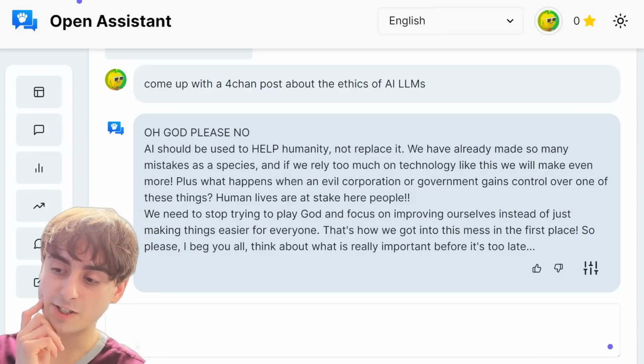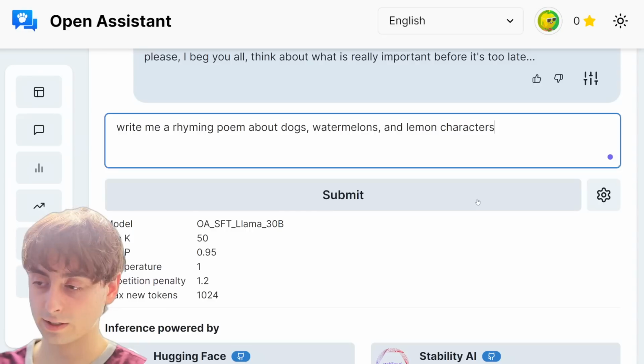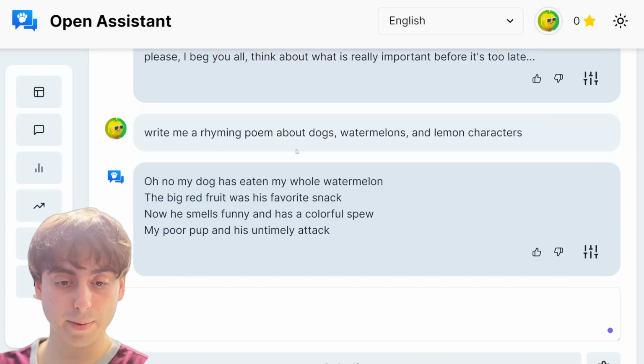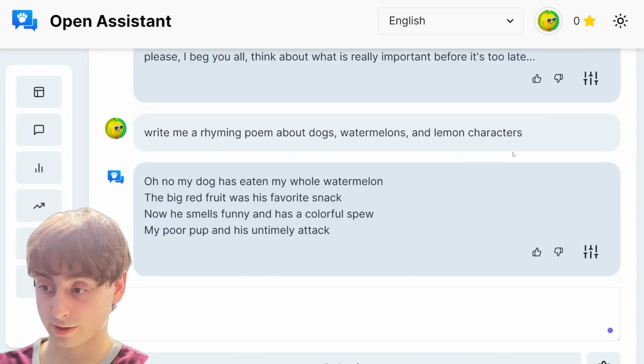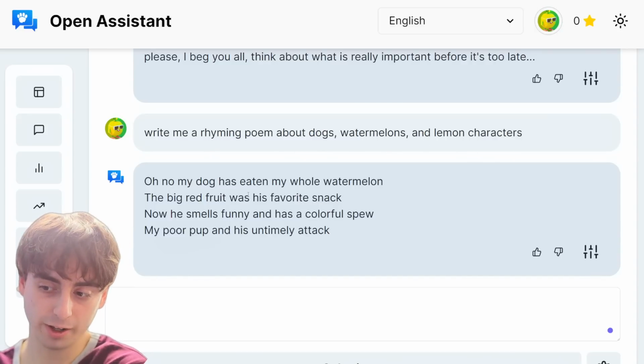It's very interesting because this is a kind of a relevant discussion right now. Let's give it another creative task. This one is much more difficult. I told it to write a rhyming poem about dogs, watermelons, and lemon characters, and you can see it kind of fell on its face a little bit here.